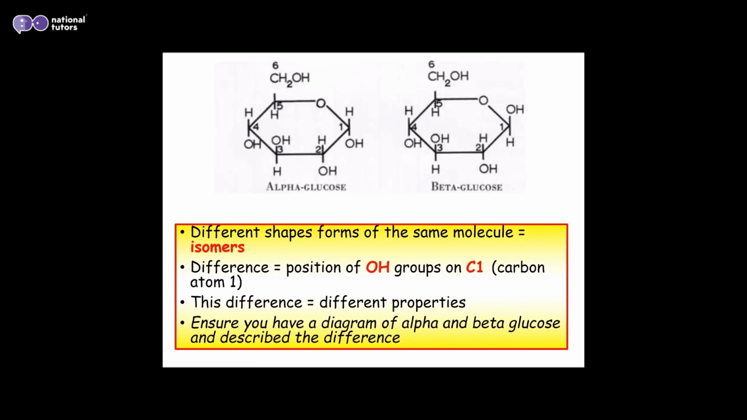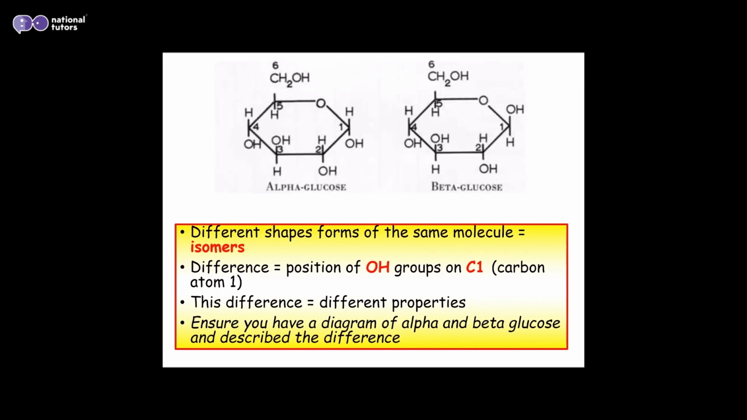I try and get people I teach in the school I'm in to sketch it almost by rote, so they can just do it. So every day I just say, right, draw alpha glucose or draw beta glucose, and it hopefully brings it in. You don't have to do it in full detail every time. The key thing is you put the carbons in the right place and you put the OH group in the right place.